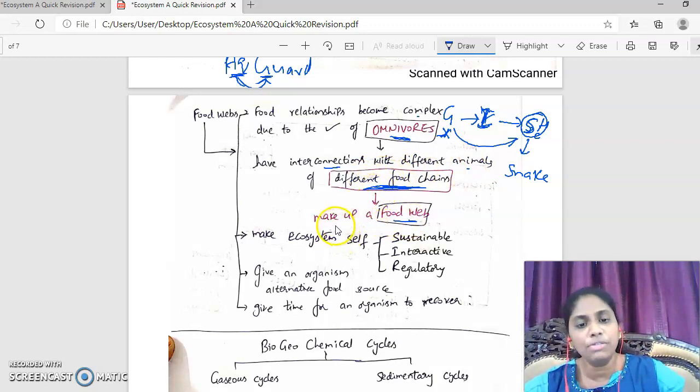Now, what is the use of a food web? Food webs make ecosystems self-serve, self-sustainable, self-interactive, and self-regulatory. Food webs also give an organism an alternate food source. Now, let us say the insect is no more there. The sparrow can feed on the grass. Food webs also give time for an organism to recover. Now let us say all the grass is gone. So sparrows would die. But sparrows don't die because they eat insects. Meanwhile, the grass has time to recover again.